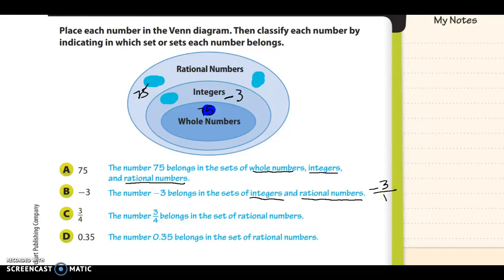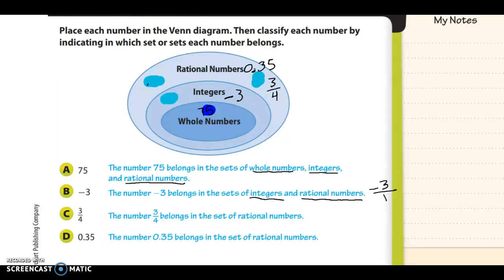And then the last ones. I'm going to erase the 75 I had earlier. The last two: 3/4. Is 3/4 a whole number? No. Is 3/4 an integer? No. 3/4 is a rational number only. And what about 0 and 35/100ths? 0 and 35/100ths also is a rational number. It's not an integer, and it's not a whole number. So basically the way to think about that is, in order to be in the smallest circle, it has to be a positive whole number. In order to be in the integer circle, it has to be a positive or a negative whole number. And in order to be a rational number, it can be a fraction or a decimal.